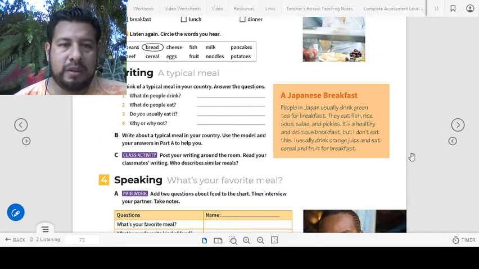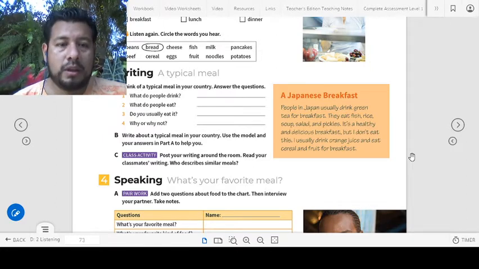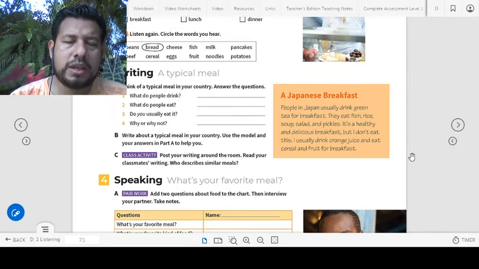So, writing a typical meal. Think of a typical meal in your country and answer the questions. What do people drink? ¿Qué bebe la gente o qué toma la gente? What do people eat? Do you usually eat it? And why or why not? Hablen del breakfast, del lunch o del dinner. Aquí en México, en Acapulco si quieren.